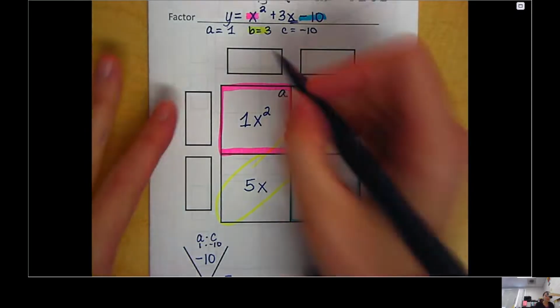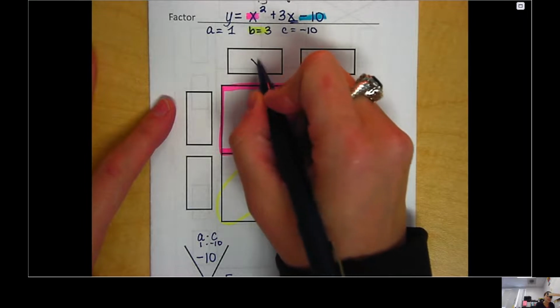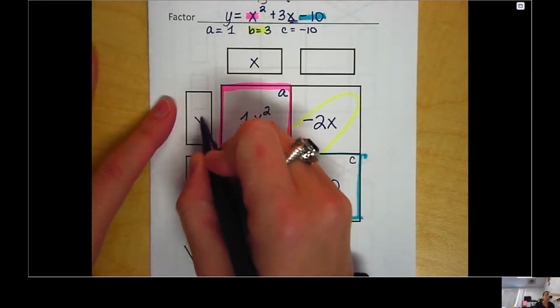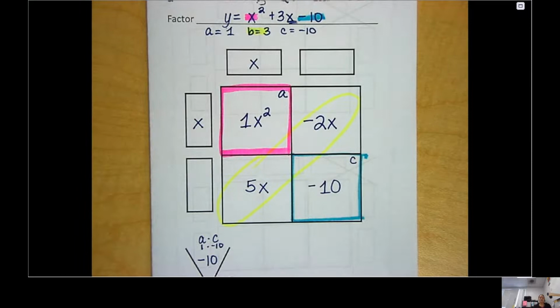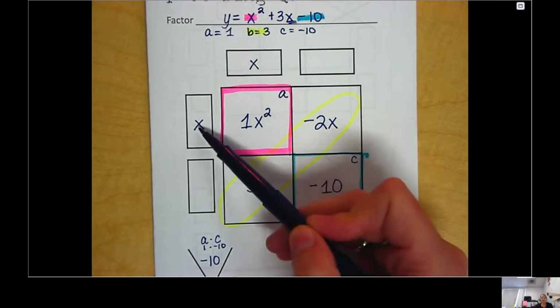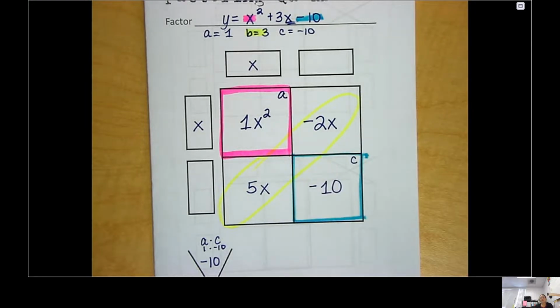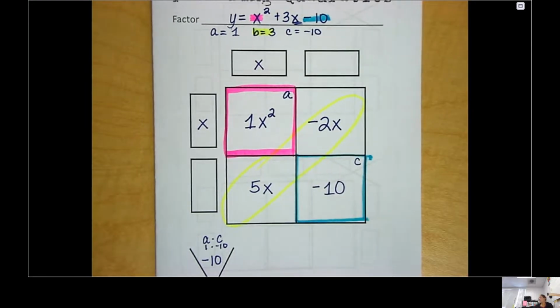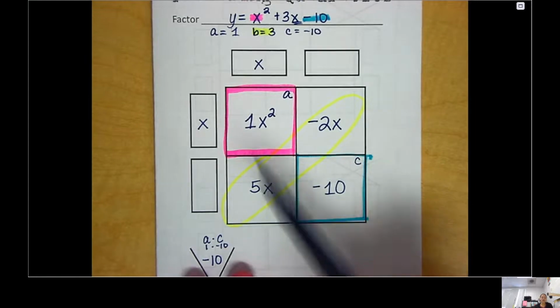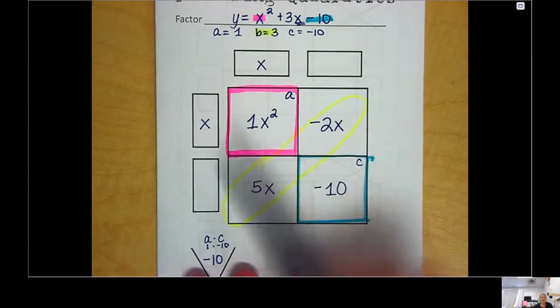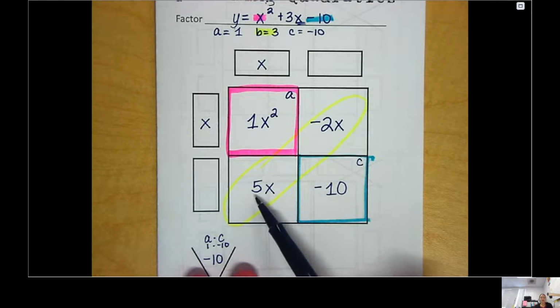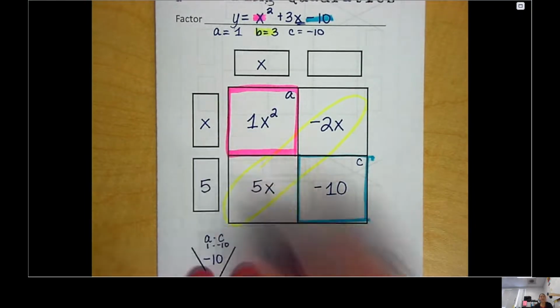Exactly. So I'm not even going to put the x, or the 1, I'm sorry. I'm just going to put x times x. So if you do x times x, you get x squared. Now let's fill out the rest of it. X times 2? No. So let's go down here. X times what number gives me 5x? X times 5 gives me 5x.